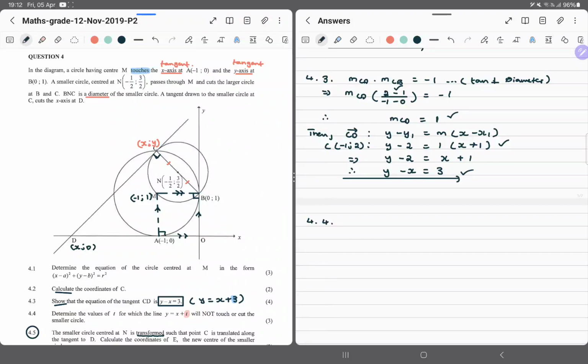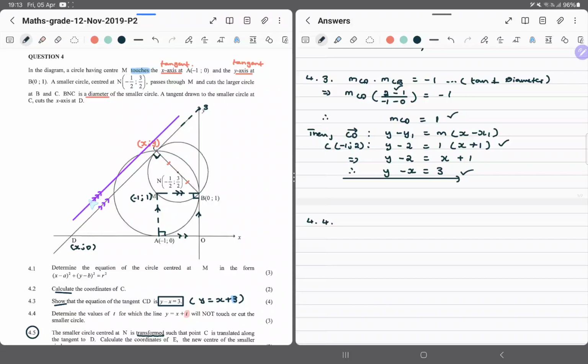So a line parallel to this tangent, say for example, we draw any line. Let's give it a different color. So if we draw a line that is parallel to this particular line, obviously we're going to assume this is a line parallel to CD. Now, when we take CD to the y-axis, we will note that the y-intercept is 3. So there we've got 3.